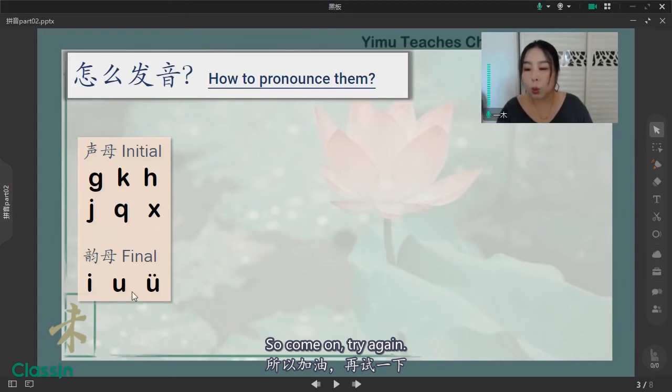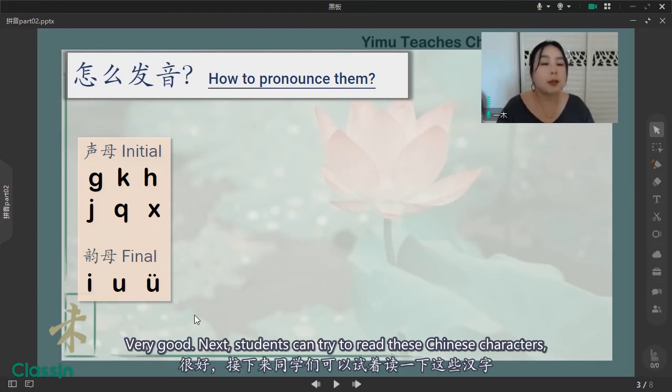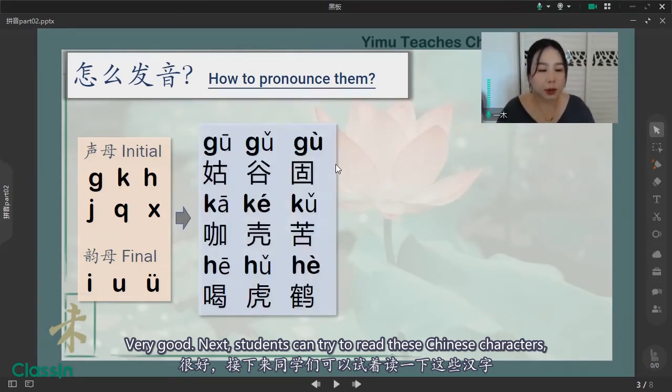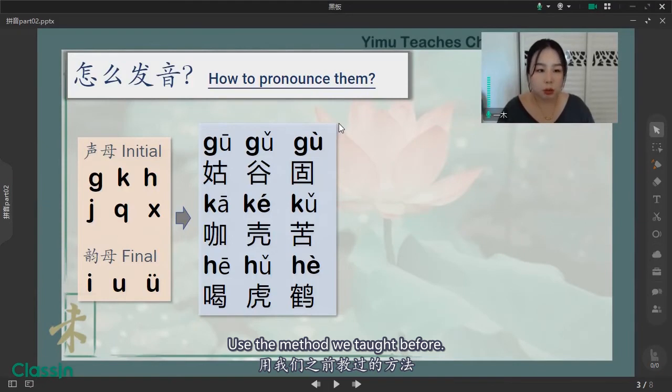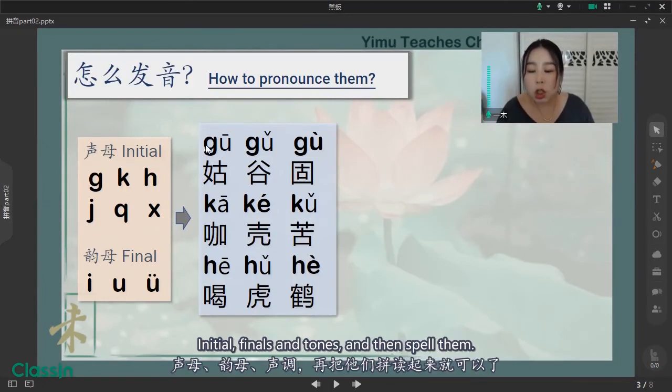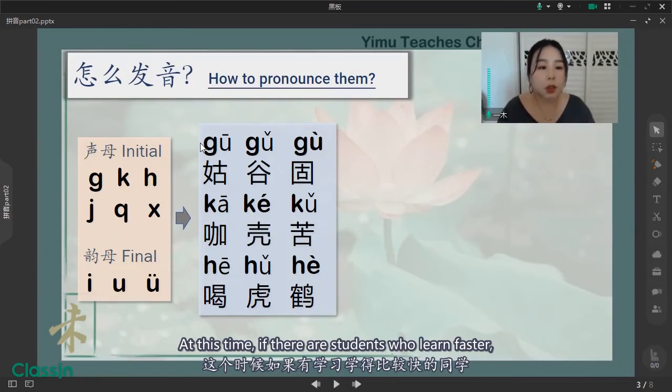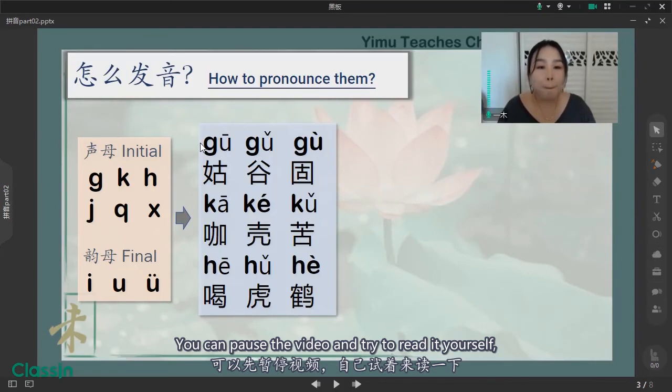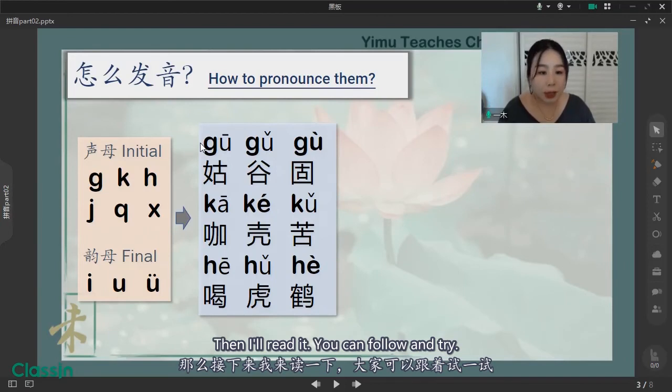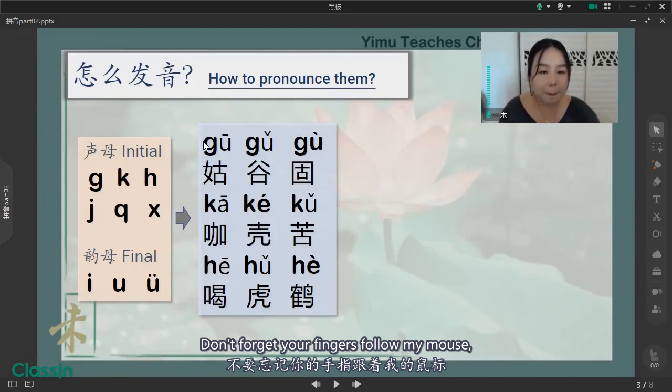一, u, ü. Very good. Next, you can try to read these Chinese characters. Use the method we taught before: initials, vowels, and tones. Then spell them. At this time, if there are students who learn faster, you can pause the video and try to read it yourself. Then I'll read it. You can follow and try. Don't forget your finger. Follow my mouse.